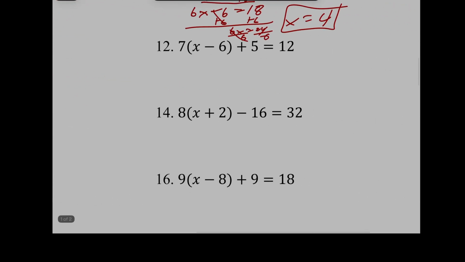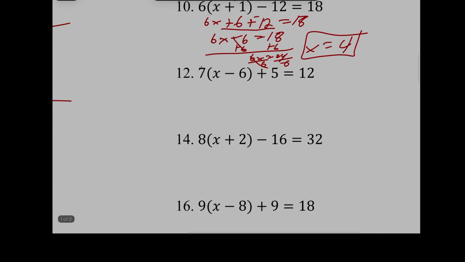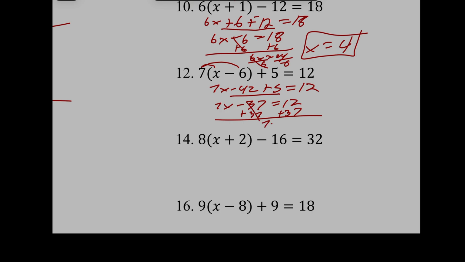All right, let's go on here to number 12. I'm going to take that 7 and I'm going to multiply it by both. And I'm going to get 7x minus 42 plus 5 equals 12. Now I have like terms, so 7x minus 37 is going to equal 12. Well, now I want to get rid of that 37, so I'm just going to add it to both sides. Boom, die, and I get 7x equals 49. I know you know the answer already, but just do the process. X equals 7. That took like an extra 3 seconds.